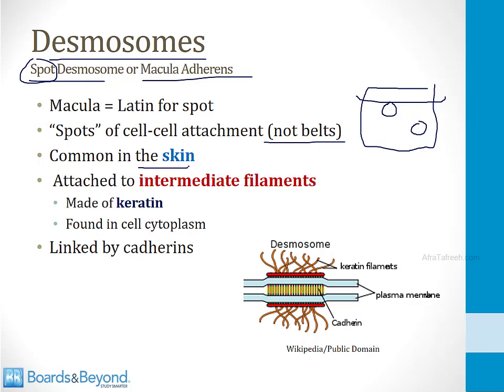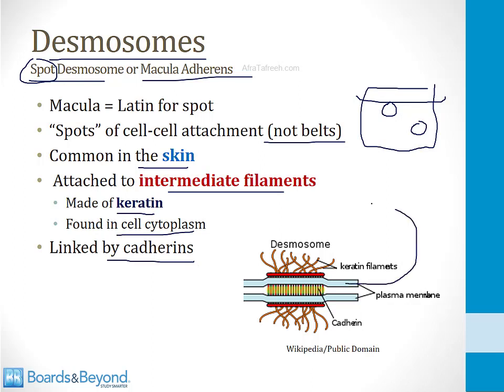The way that desmosomes attach two cells to one another is via intermediate filaments, which are found inside of epithelial cells. These intermediate filaments are proteins made up of keratin that are found in the cell cytoplasm, and in a desmosome, these intermediate filaments are linked by cadherins. To understand this better, let's look at this drawing on the screen here.